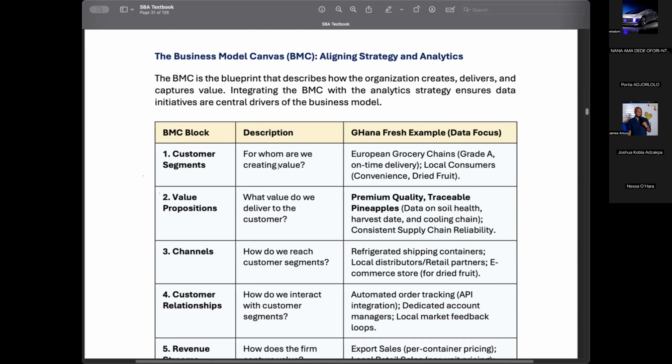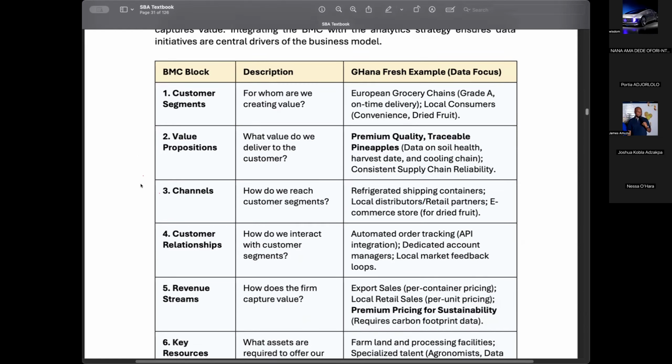Then how do we reach our customer segments? One, refrigerated shipping containers. Local distributors and retail partners, we can also sell to them. The e-commerce store is partly. And our refrigerated shipping containers, we will use them to deliver our premium products, to ship from the farmland straight to, sometimes the way they're done is when you get to the shipping, they can just carry the thing and put it on the ship. That's what I've seen.